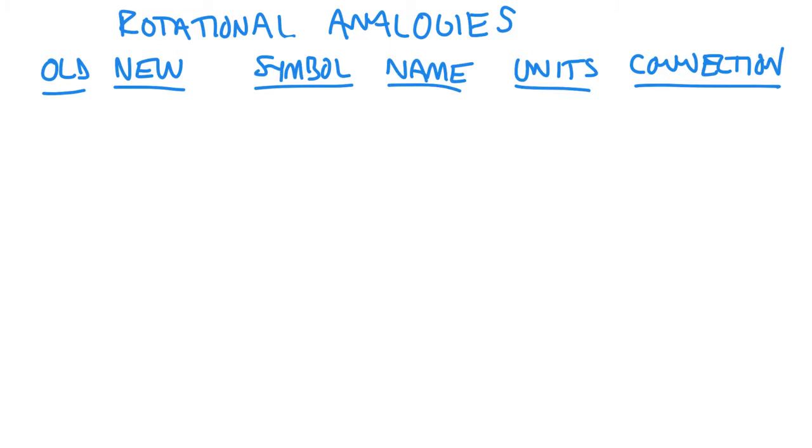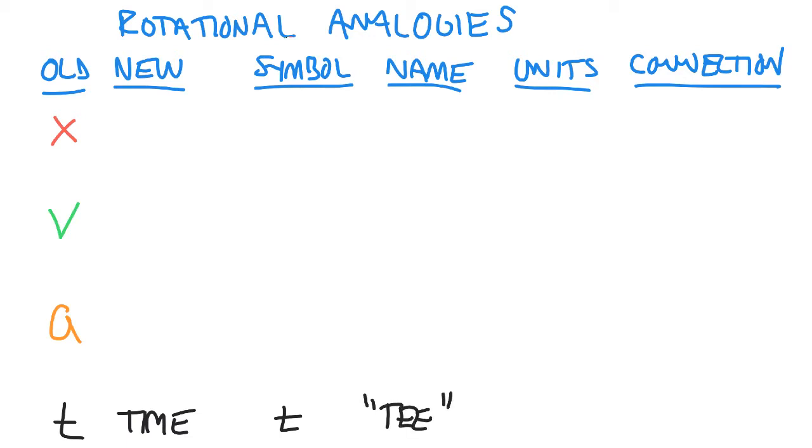So when we compare our rotational analogies, and we'll get our kinematic equations, the old quantities that we will compare to: we had displacement, which was x. We had velocity, which was v. We had acceleration, which was a. And we had time, which was t. And time is actually going to stay as time. We're not going to change anything with that. So the symbol for time is going to be t. The units we will use are seconds, and of course, time would equal time.